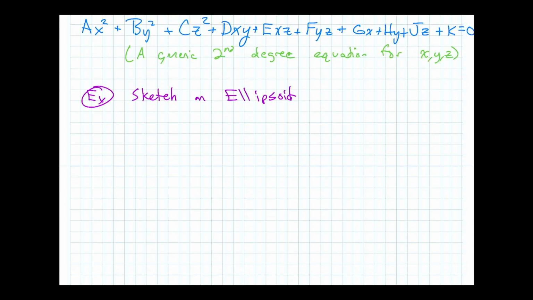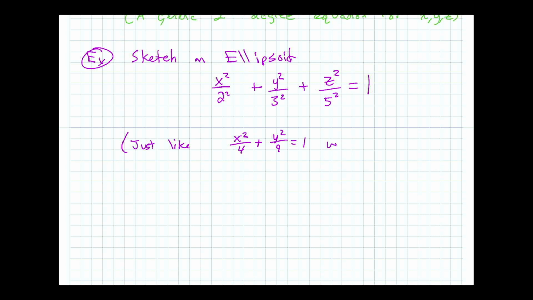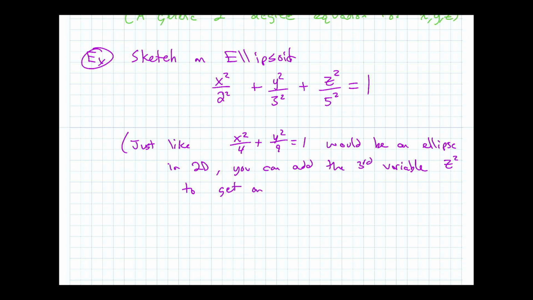What's an ellipsoid? x squared over 2 squared plus y squared over 3 squared plus z squared over 5 squared equals 1. So if you had one of those variables gone, just like x squared over 4 plus y squared over 9 equals 1 would be an ellipse in 2D, if you add the third variable, z squared, all three squared, you get an ellipsoid.